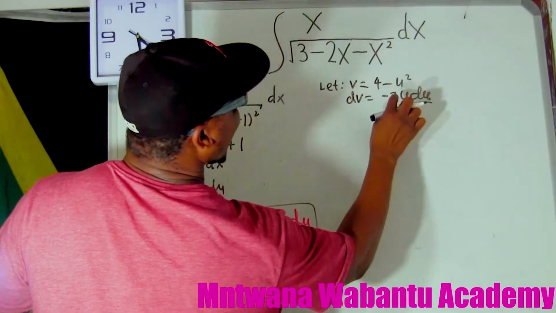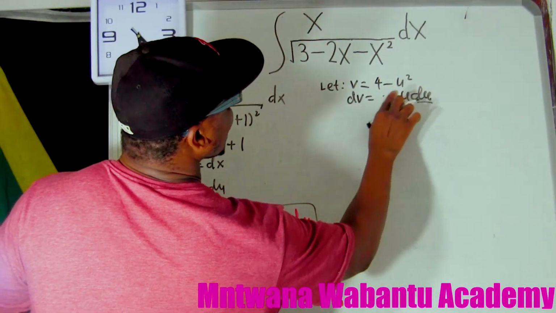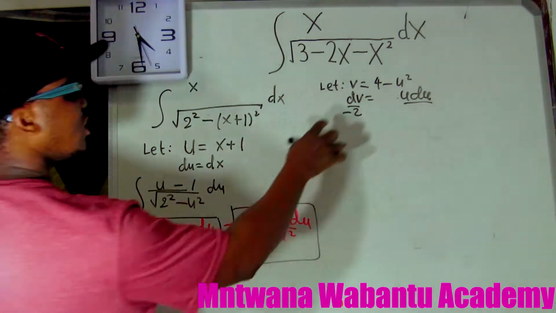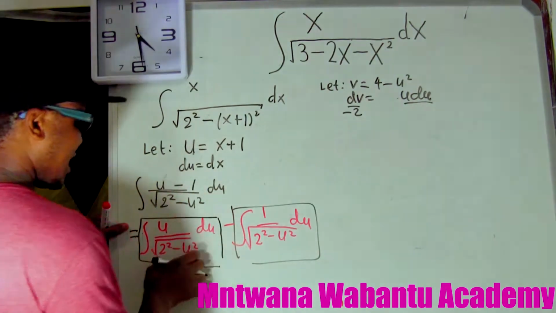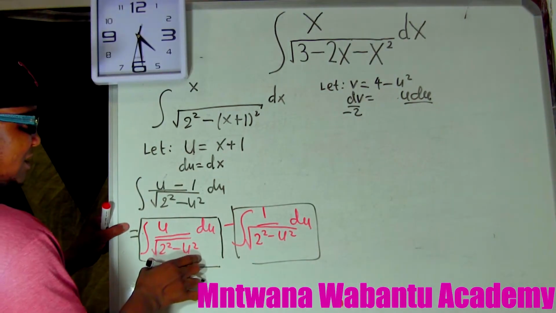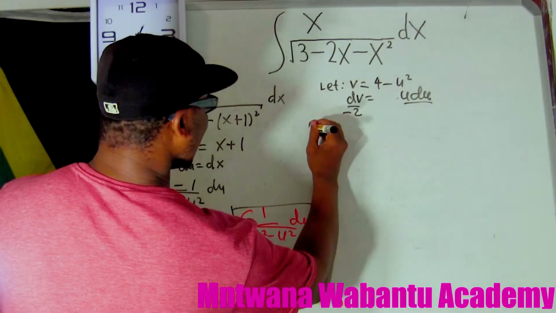So u du, I can divide by negative 2. This negative 2 is going to come at the bottom, because this is going to cancel. So u du equals dv over negative 2, and then this half here equals v. So I can substitute back here, see? And this is going to give me the integral.